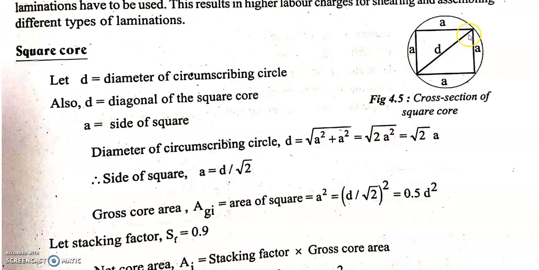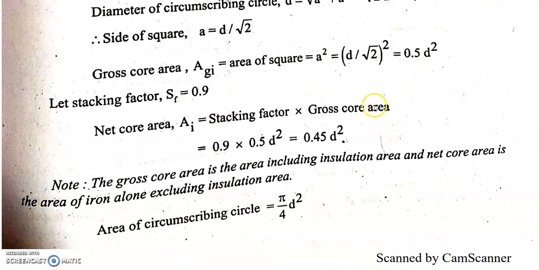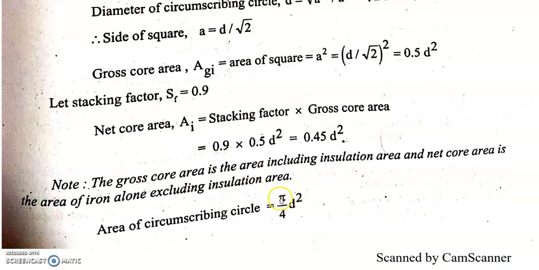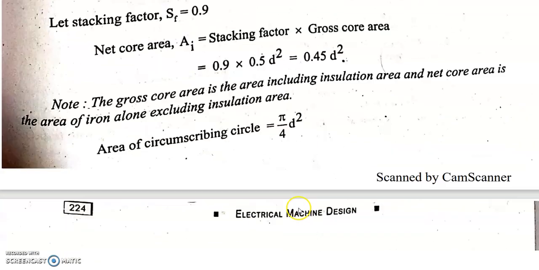And this D is the diameter of the circumscribing circle. So the area of the circumscribing circle is pi r square, or with r as D by 2, it is pi into D by 2 the whole square. So the area of the circumscribing circle is pi D square by 4.